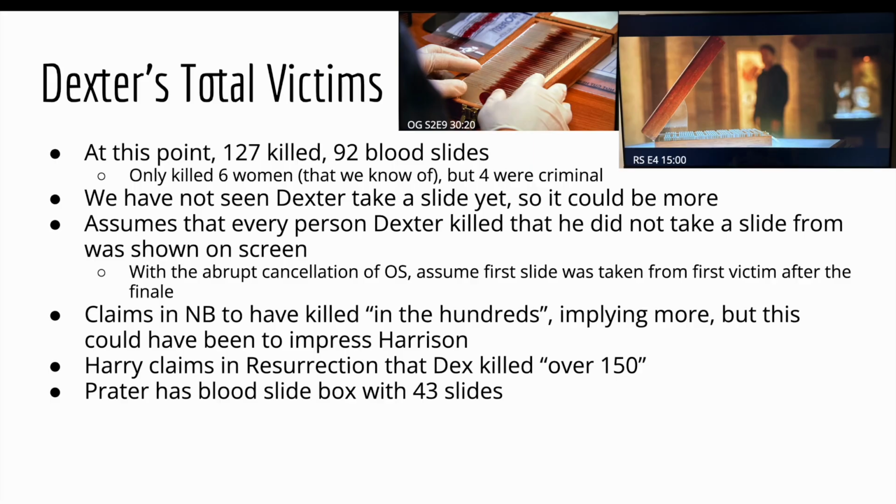Additionally, Prater has a blood slide box with 43 slides, which I took a picture of up here, and I did stop and count, and there's 43 slides in there. However, the one that the FBI got in season 2 of Dexter had 46, but some are probably used for testing, so I guess it kind of makes sense that there might be a couple missing, but I just thought that was interesting that it is 43 versus 46.